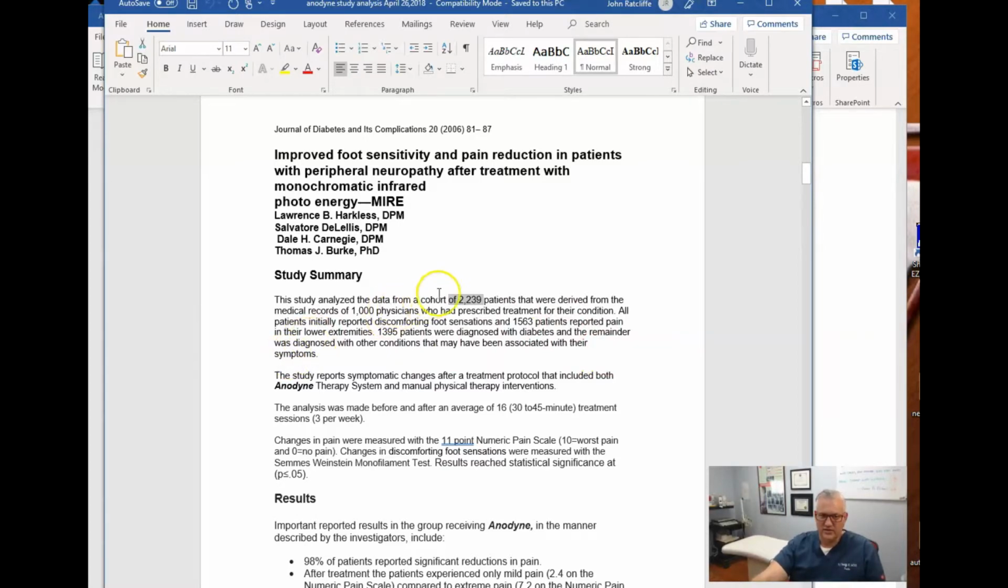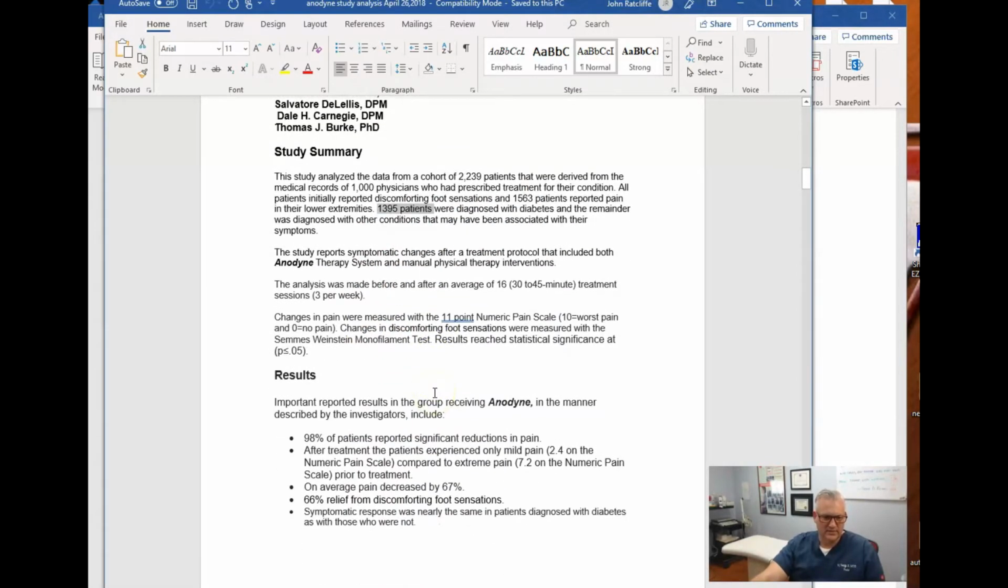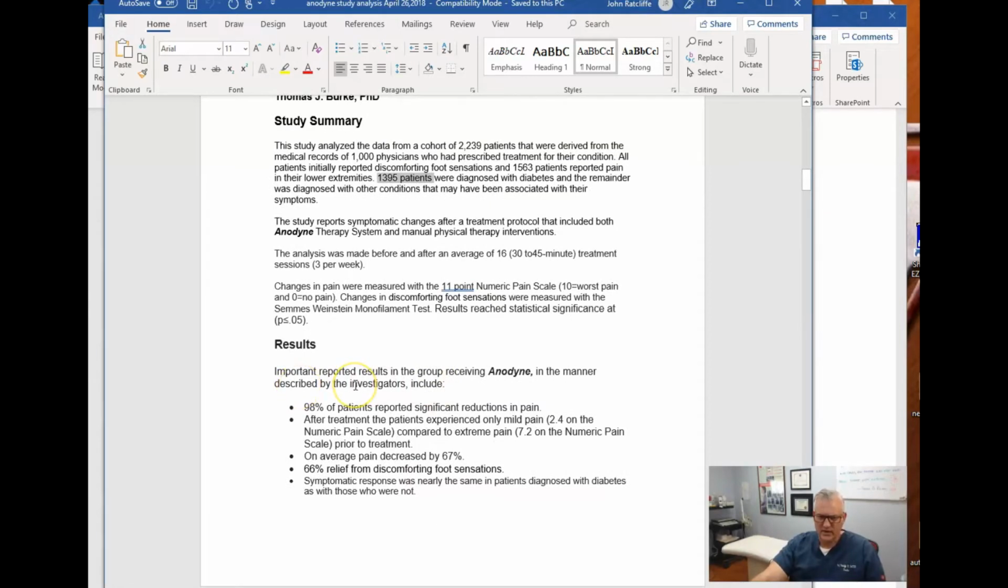associated with symptoms. So of the 2,239 patients with painful feet and were being treated for neuropathy, 1,395 patients had diabetes or were somewhere on the spectrum. And so here's what they did. Results. They used the infrared device that we use here.